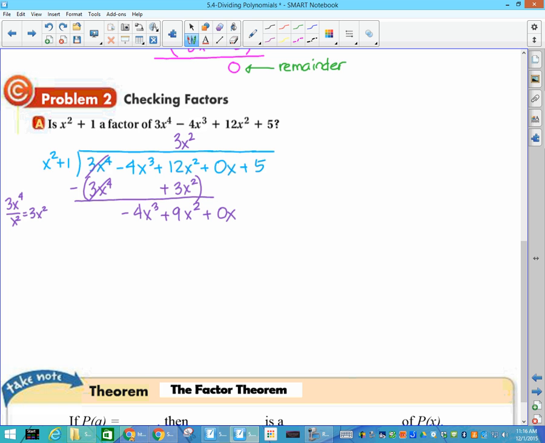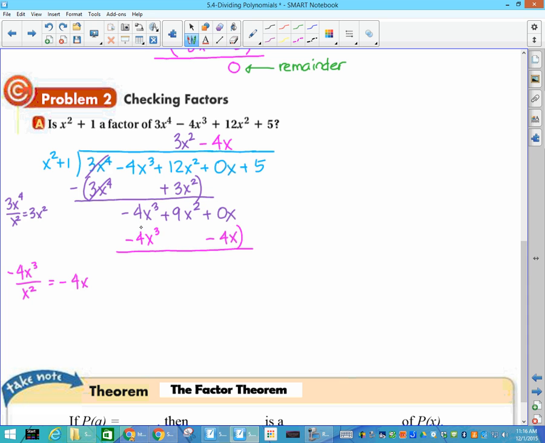Okay? So now I'm doing x squared into negative 4x cubed. So negative 4x cubed divided by x squared. I hope you can see that that is negative 4x. So I'm going to write negative 4x. And now I'm going to multiply negative 4x times 1, which is negative 4x. Negative 4x times x squared is negative 4x cubed.